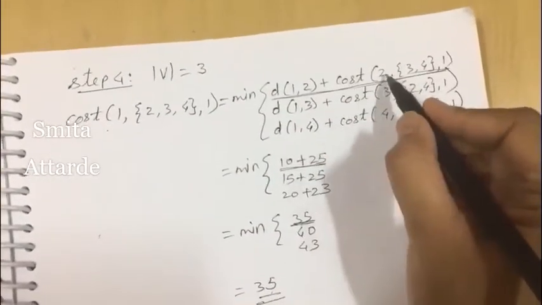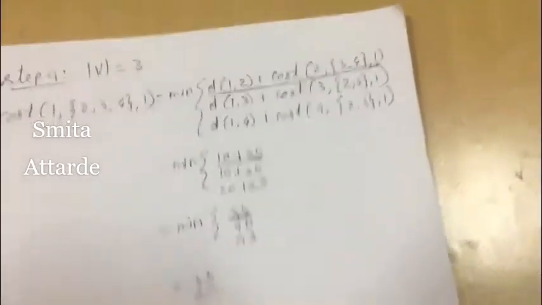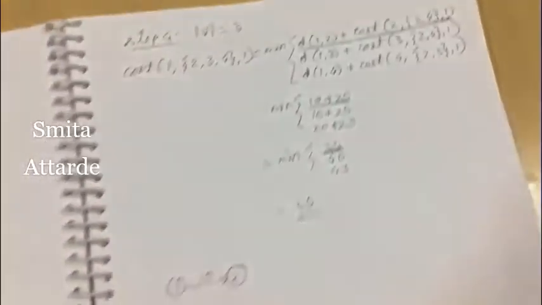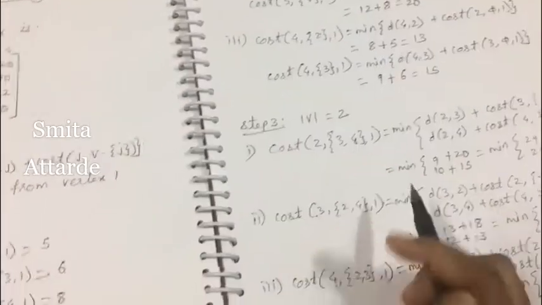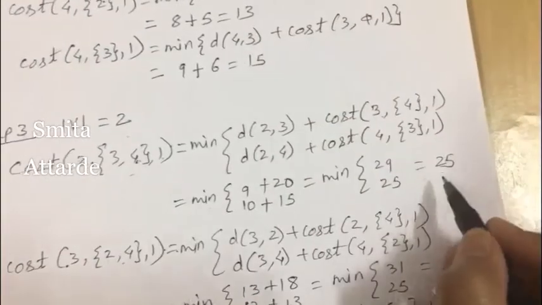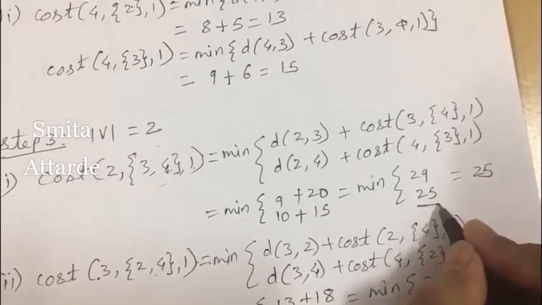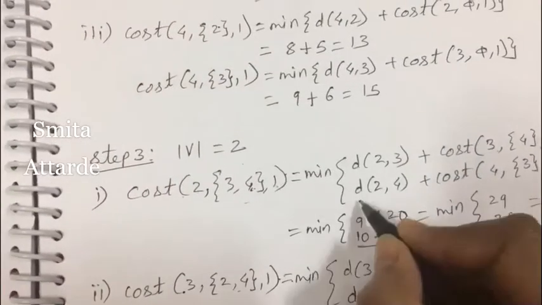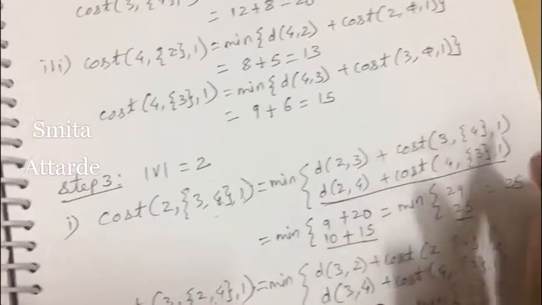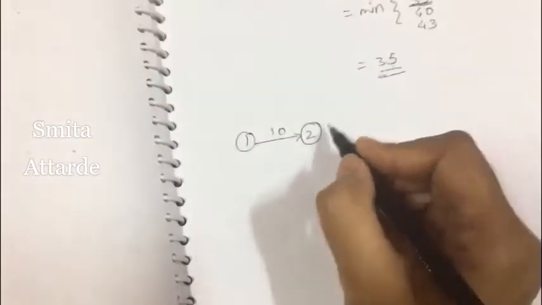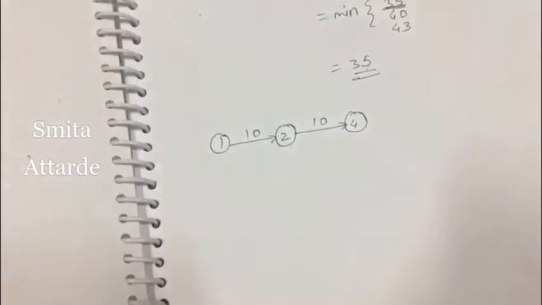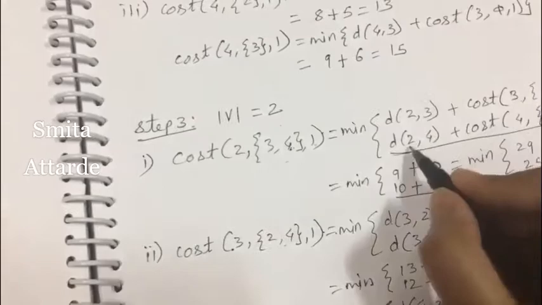Now what is this? Cost of 2 3 4 1. So we'll go one step behind and find out this cost of 2 3 4 1. Yes, now here this is 25. 25 was because of this, this is because of this. That means what? This distance is 2 4. So from 2 I'll go to 4. 2 to 4, the distance is 10. So we are here, 2 to 4 we have considered.